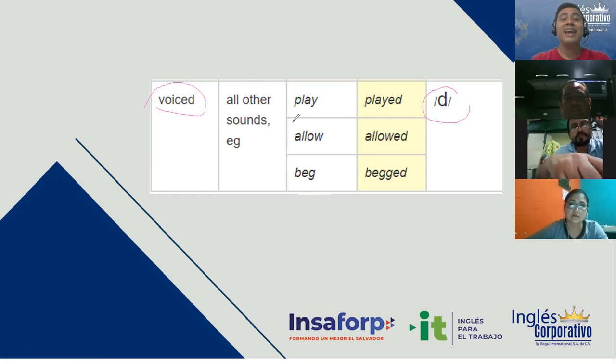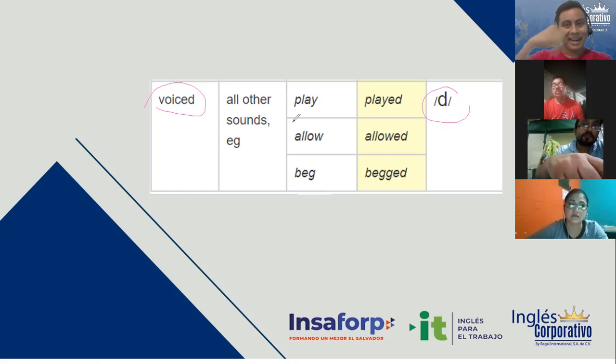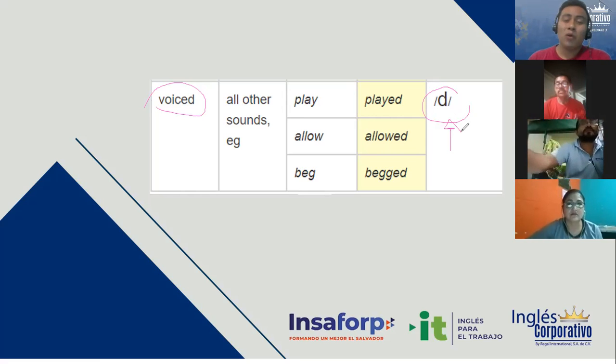In this case, play, A is an A sound, which is a vowel. Play. You say played. Played, allowed, begged, like this sound. Okay. Allowed. So the challenge is this, because I don't have much time for this. This is just, I consider this is so important.